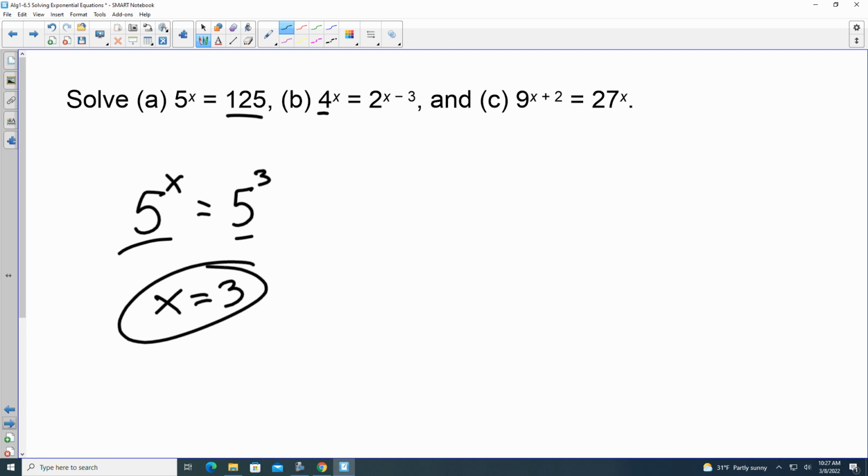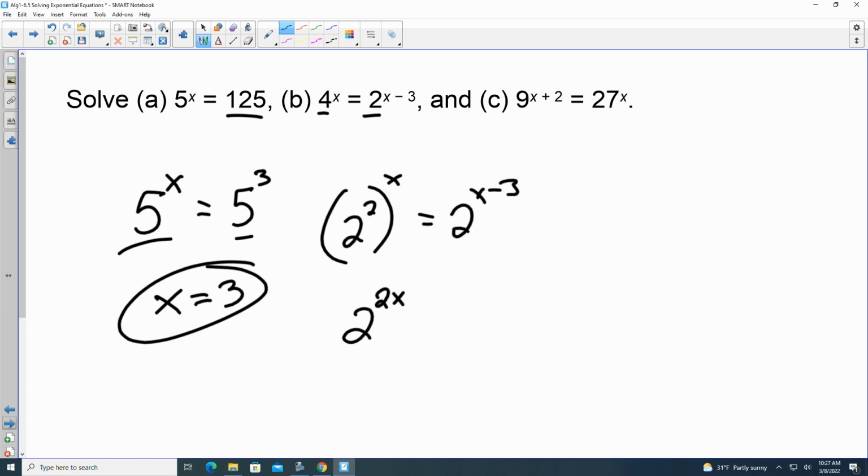I look over here, I have 4 and I have 2. They're not the same, but what can I do with 4? I can make it look like 2 by saying this is now 2 squared, and now it is raised to the x power. And this is now going to be equal to 2 raised to the x minus 3 power. Well, I remember that power of power rule. This is now going to be 2 to the 2x power is equal to 2 to the x minus 3 power.